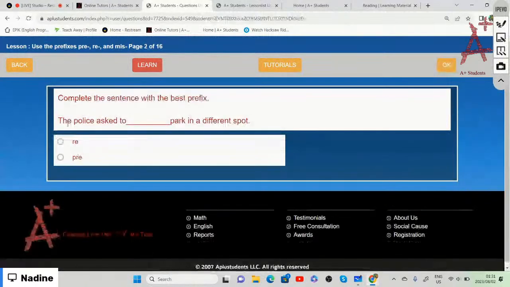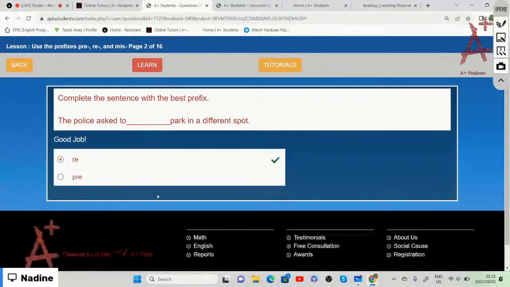All right, the police asked to park in a different spot, either to repark in a different spot or to pre-park in a different spot. So if they ask you to park in a different spot, then it means that you need to now repark. So you need to get in your car and park again. So that is repark. We're not pre-parking because we're not going to park before.